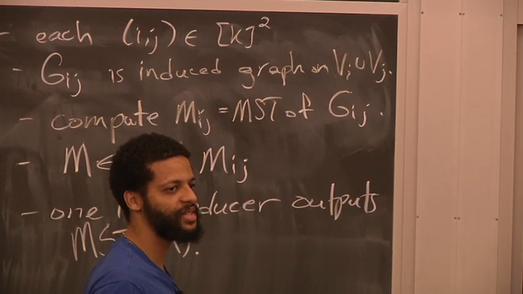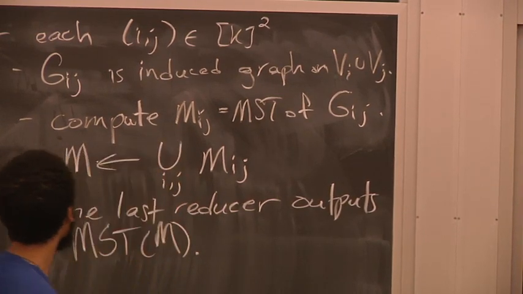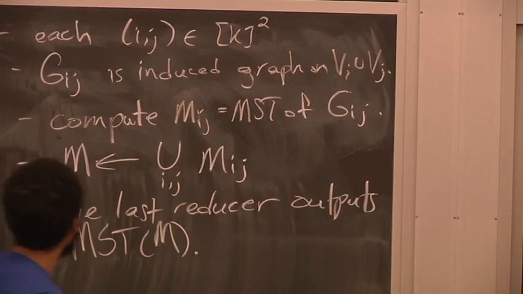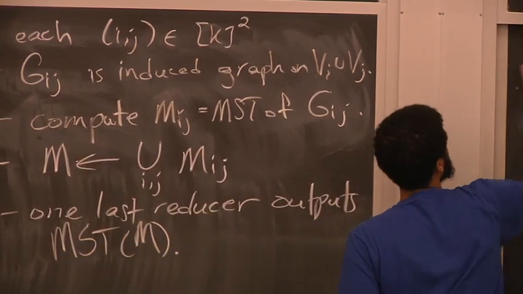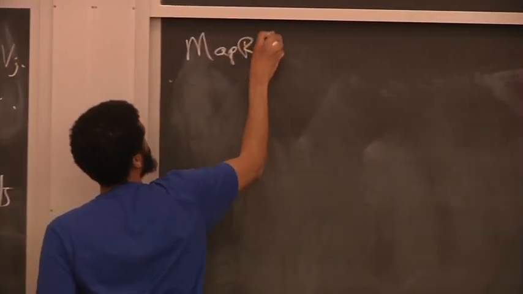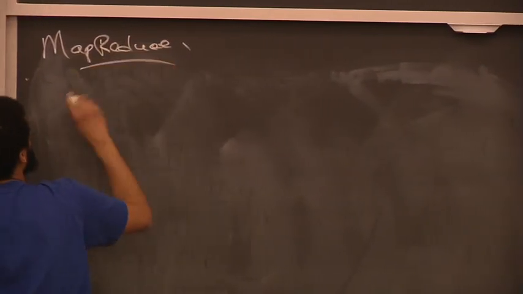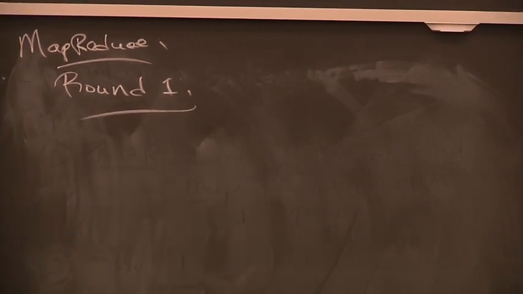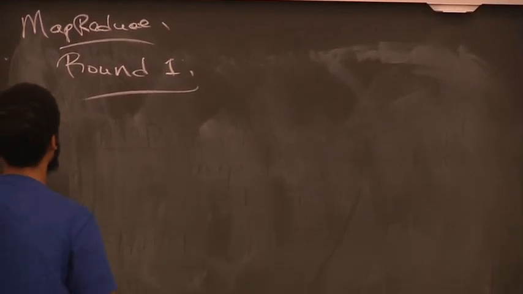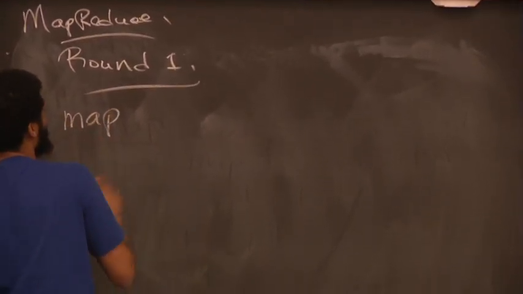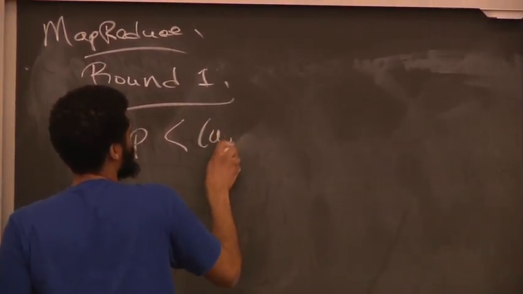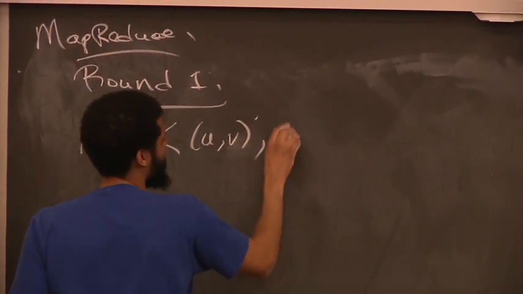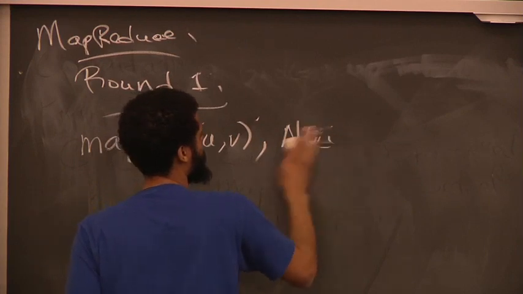Is it clearer that this can be implemented in MapReduce, and how many rounds you need? So the basic idea, maybe I'll just start writing this. So in MapReduce, there's round one. Let's say the inputs to map are just edges, u comma v, and the key doesn't matter. The value doesn't matter either. The value is null, let's say.